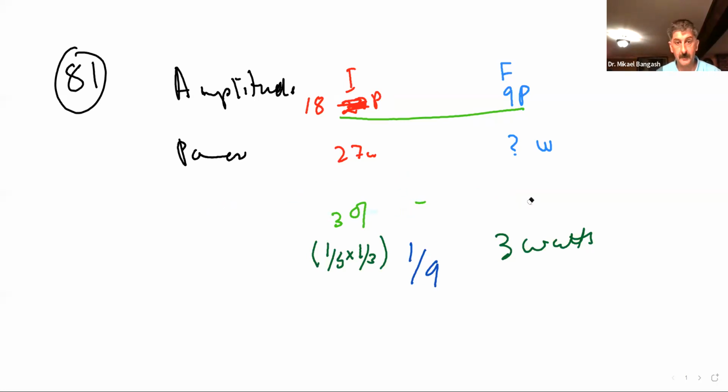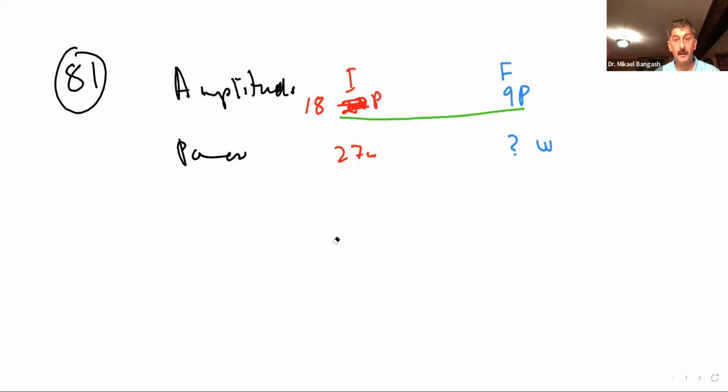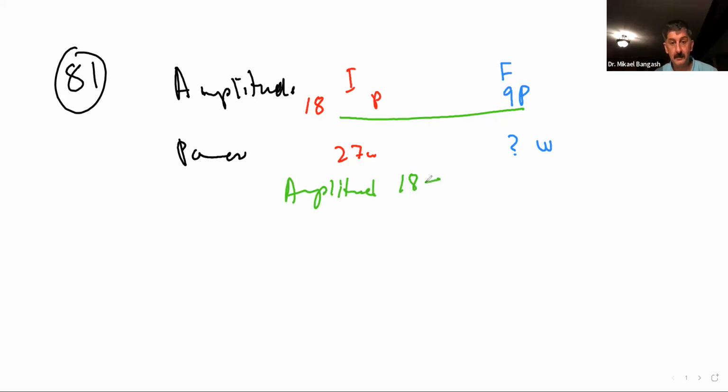So they still ask you about the same. Now you can just say, if you start off with $18 and only ended up with $9, the amount of money that you had is halved. So what happened in this case is that your amplitude goes from an initial of 18 to 9. What does that mean? That actually means that it is halved.